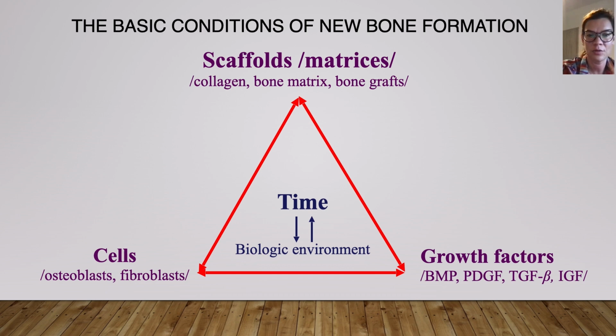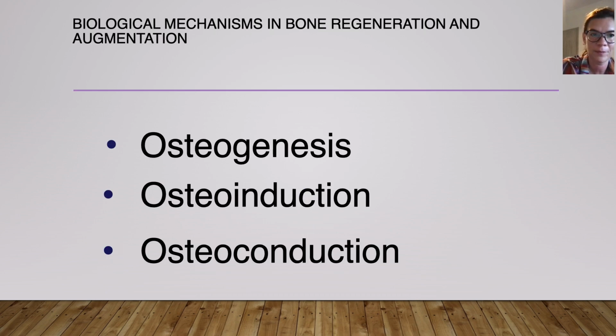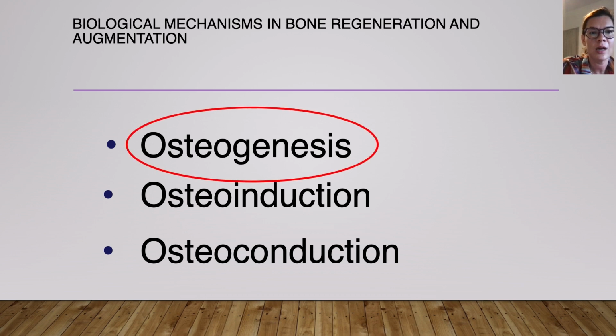Also, it is necessary to have the growth factors which will mediate this whole process. And also we need time for the healing period. It is also very important to have a peaceful, healthy biologic environment around our augmented area for the undisturbed healing. There are three types of mechanisms in the bone regeneration: osteogenesis, osteoinduction, and osteoconduction.